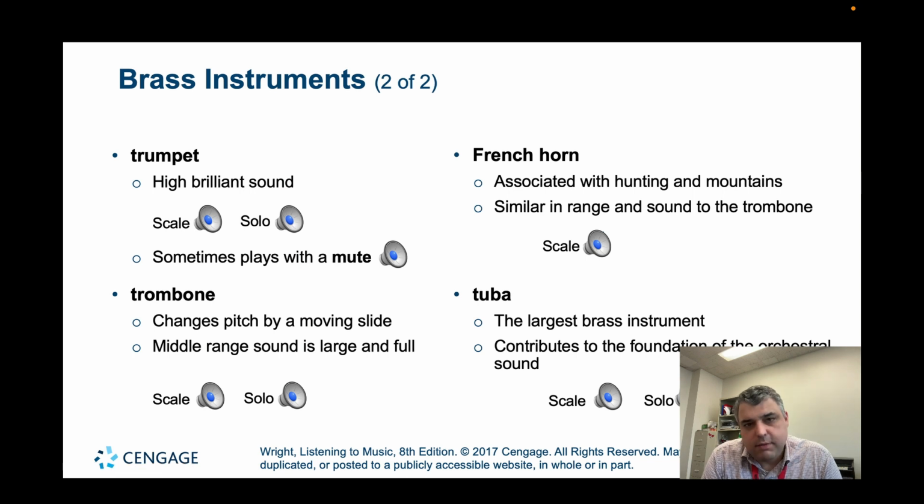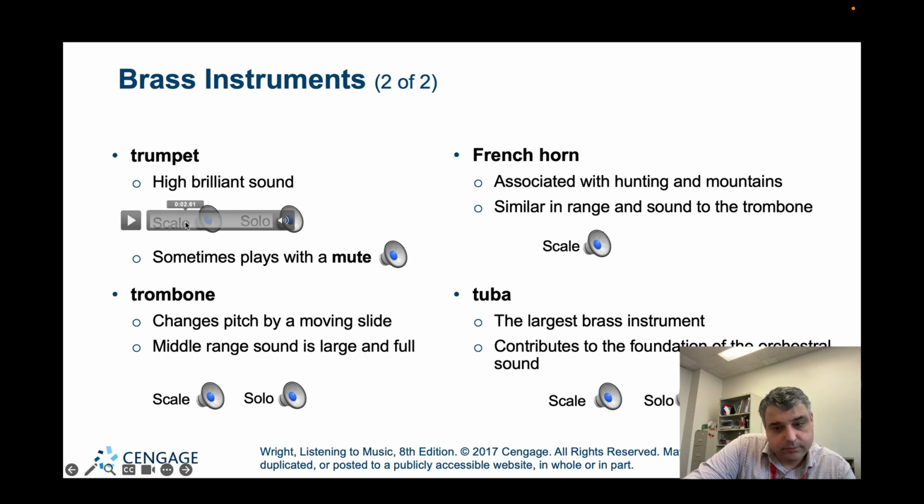Continuing with the brass instruments, we're going to look at the trumpet, the French horn, the trombone, and the tuba. Let's start with the trumpet. The trumpet is kind of the soprano, or the highest instrument, in the brass family. It has a very brilliant sound. It's very bright and can be powerful. So let's hear the trumpet playing a scale. And now, let's listen to the trumpet playing a melody.